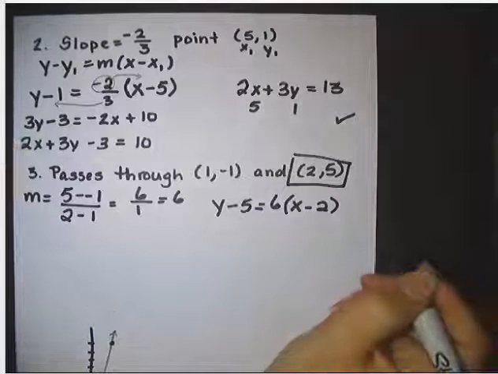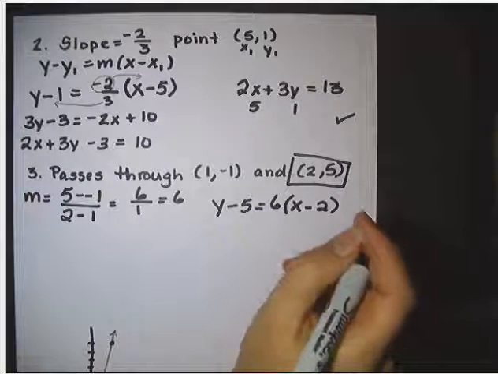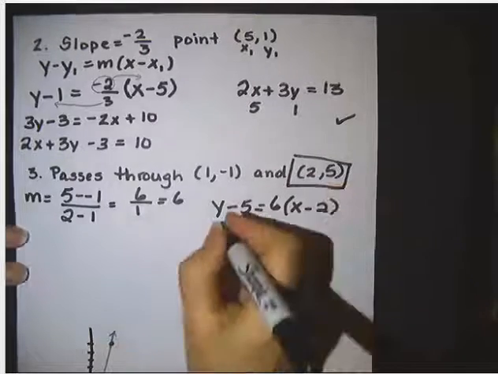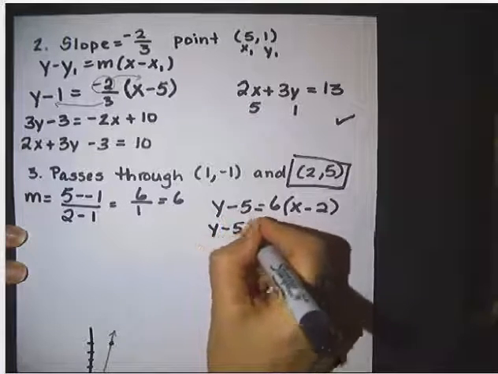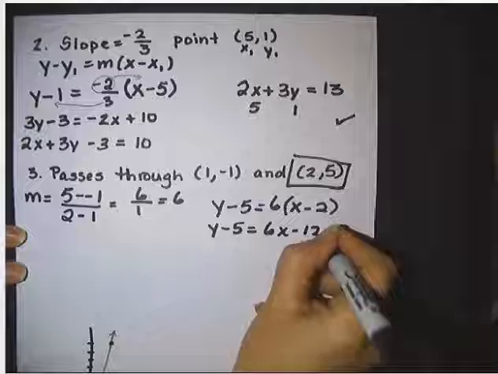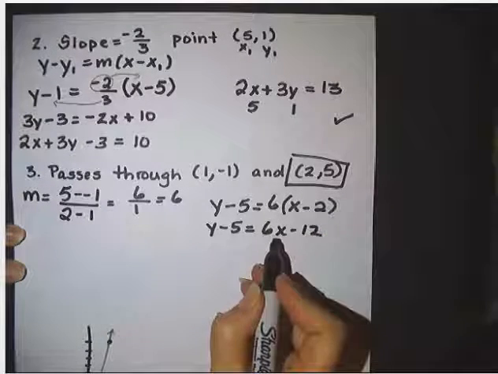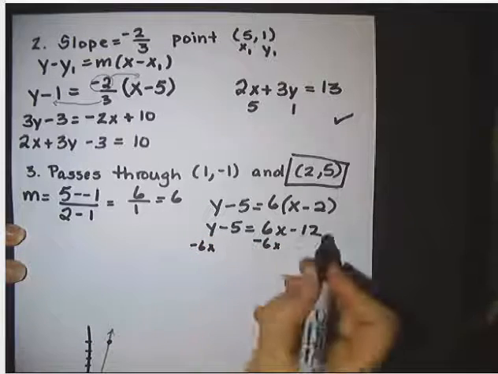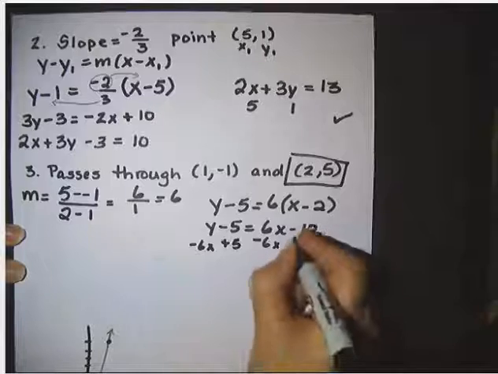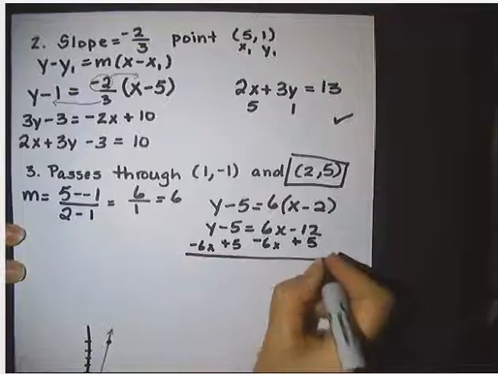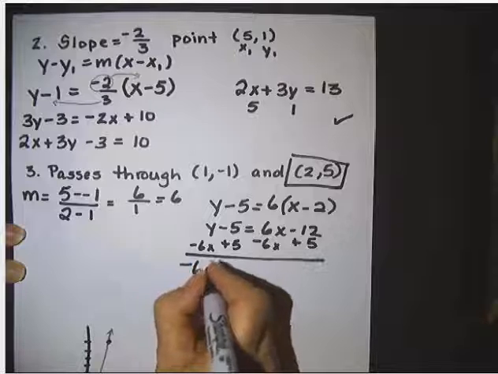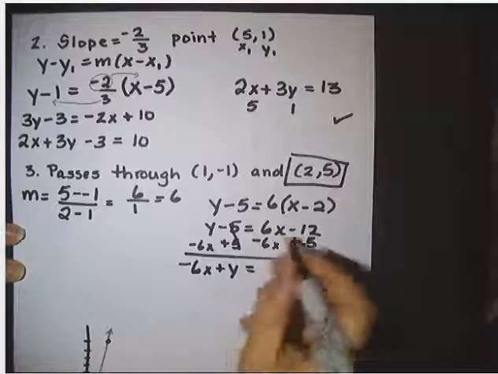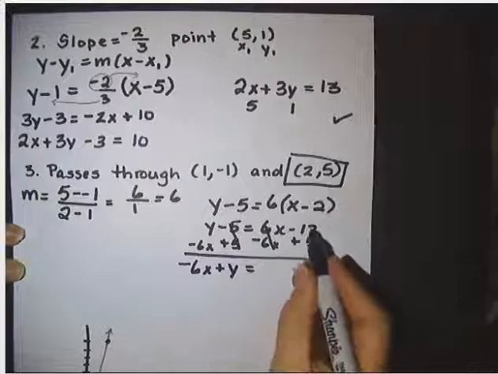Now I just need to move it into the form that I'm asked for, which will be slope-intercept or standard form. If I distribute that 6, I get 6x minus 12. I need my x and y on the same side for standard form, so I'm going to subtract 6x. I need the 5 over here, so at the same time I'm going to add 5 to both sides. So I get negative 6x, y is still here, the 5 is gone, equals the 6x is gone on this side, negative 12 plus 5, which is negative 7.